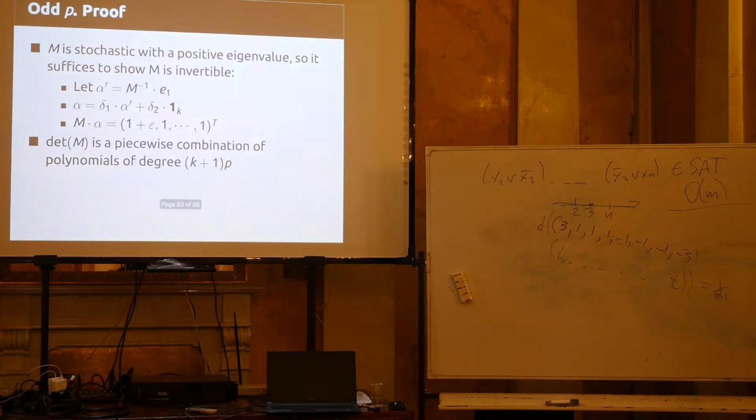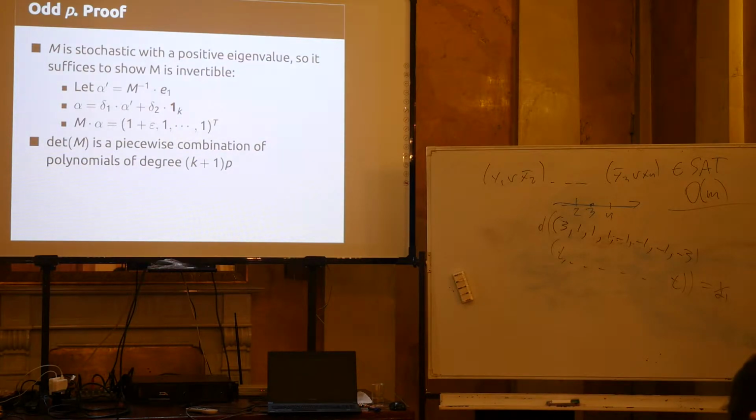And that's, again, a matrix that is hard to analyze, but what we can say from looking at it is that its determinant is just a piecewise combination of polynomials. And then, since the degree of each polynomial is small, and each non-zero polynomial has just a few roots, I can say that it actually suffices to show that one of these polynomials is non-zero. Why? Again, what I want to show is that the matrix is invertible.